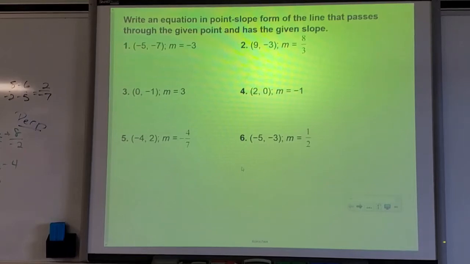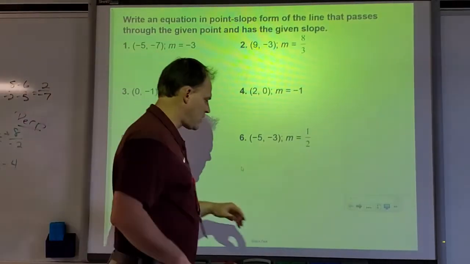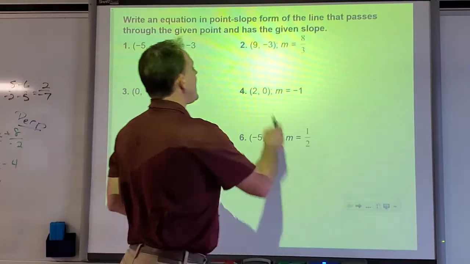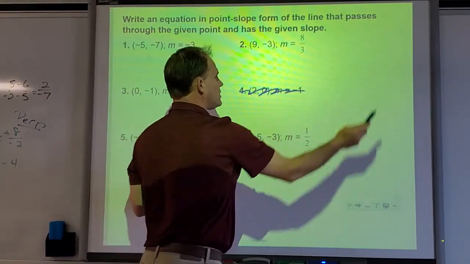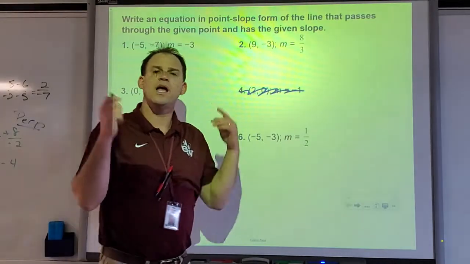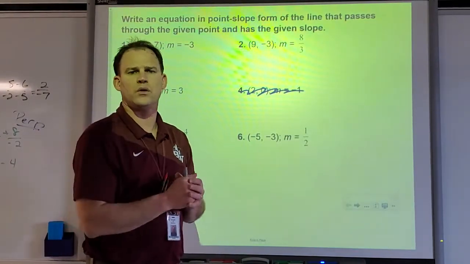All right, so it's been a minute since we've done this. Let's refresh our memories. How do I write the equation of a line if I have a point and a slope? Ignore the rest of these problems, just focus on this one right here. If I have a point and a slope, how do I write the equation of a line?